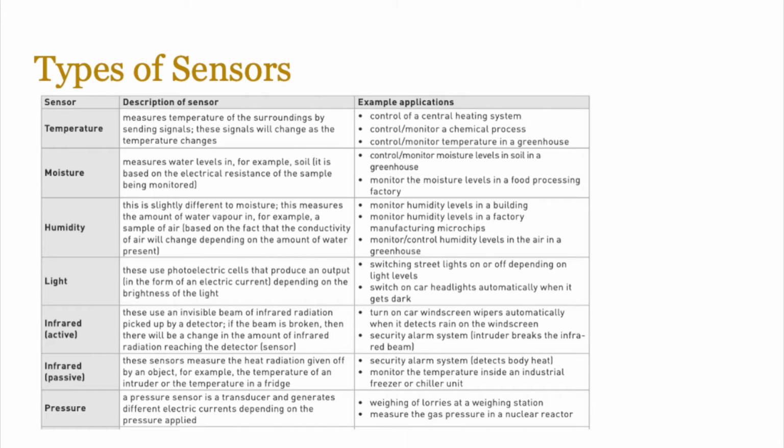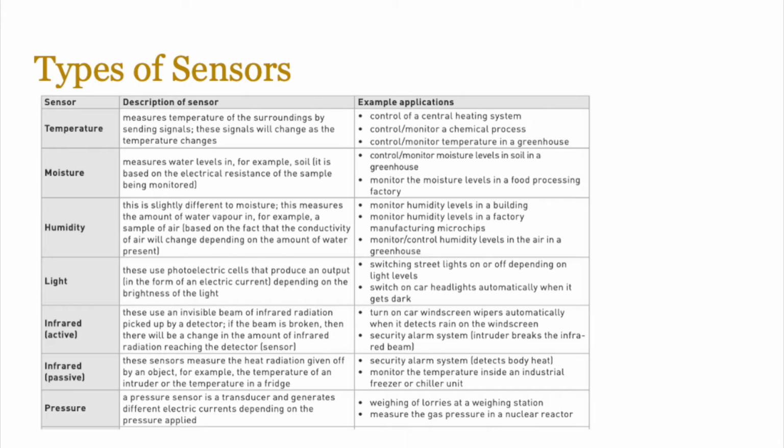Another sensor is moisture sensor. This measures water levels in, for example, soil. It is based on electrical resistance of that sample that's being measured because obviously water conducts electricity. And it's used again in greenhouses and perhaps in a food processing factory. Humidity sensors are used to measure moisture as well, but this time it's in the air.